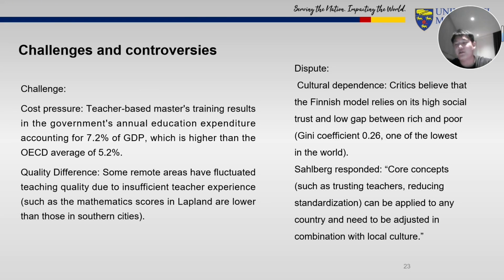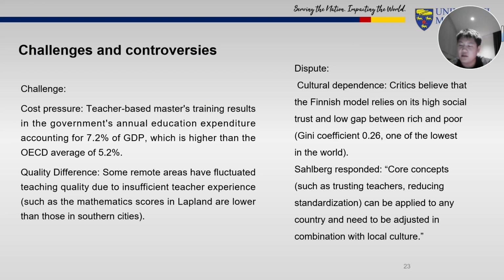However, the Finnish education model also faced some challenges and controversies. In terms of challenges, the master's level teacher training leads to the government's annual education expenditure accounting for 7.2% of GDP, which is higher than the OECD average of 5.2%, resulting in cost pressure. In addition, due to the lack of teacher experience in some remote areas, the teaching quality fluctuated.